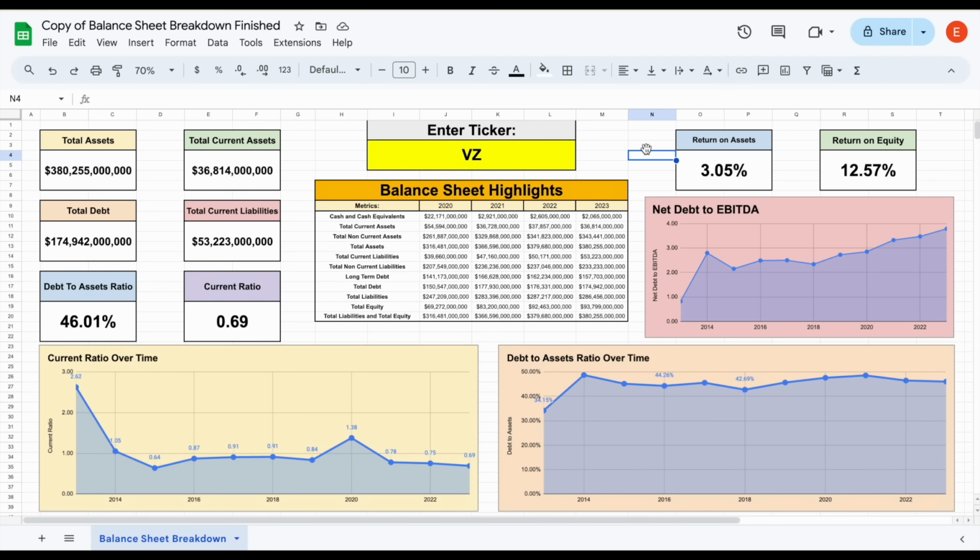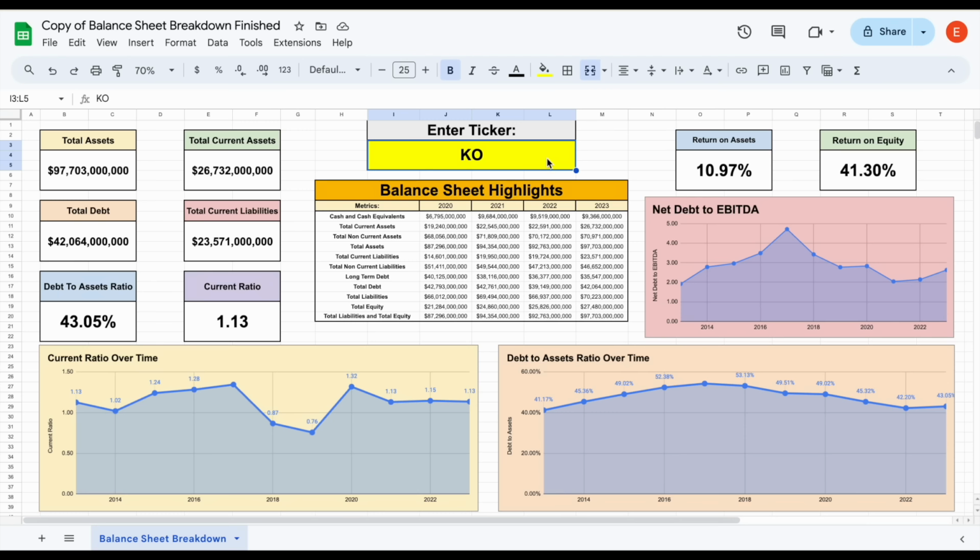Now, one of the things I do also want to point out about Coca-Cola is their balance sheet actually looks pretty decent. And what we'll see with Coca-Cola is, first off, debt to assets ratio in a healthy range, sitting at about 43%. So total assets is definitely covering total debt. And the same is true with current ratio. Again, when we look at current ratio, this is sitting at 1.13. We want to look for a number above 1 because it means they can meet their short-term debt obligations.